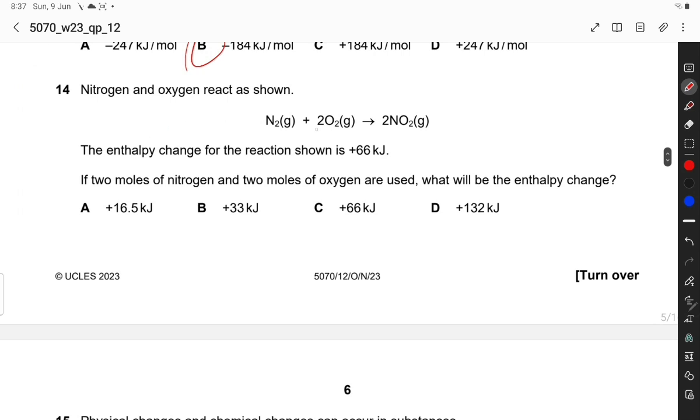Question number 14. Nitrogen and oxygen react as shown. The enthalpy change for the reaction shown is plus 66. If 2 moles of nitrogen and 2 moles of oxygen are used, what will be the enthalpy change? So 1 mole is equal to 66 kilojoule.